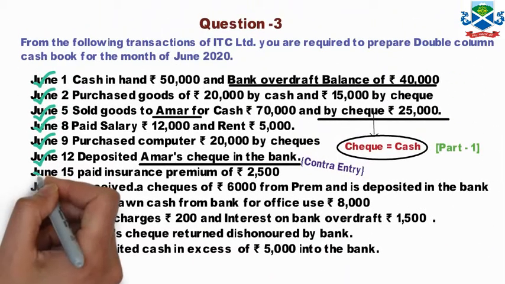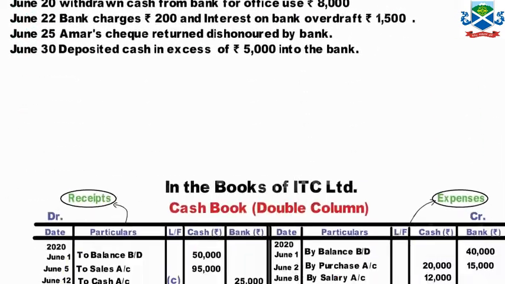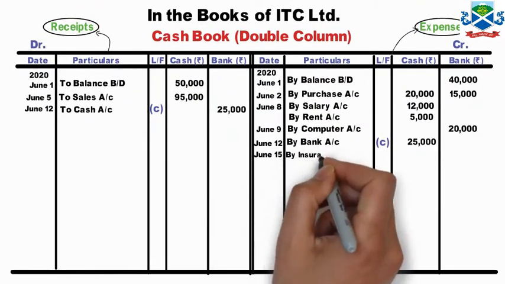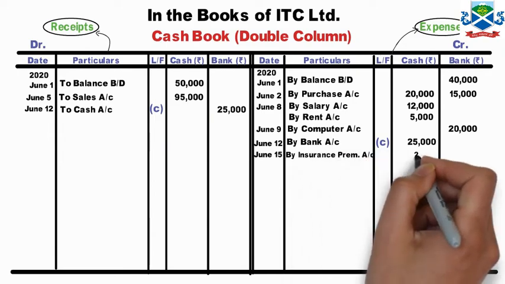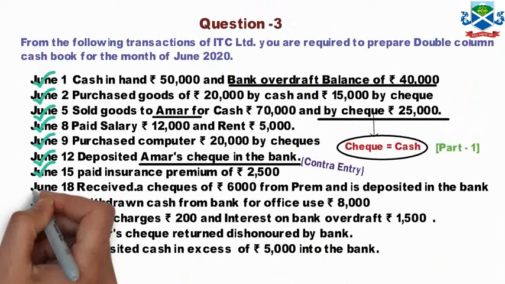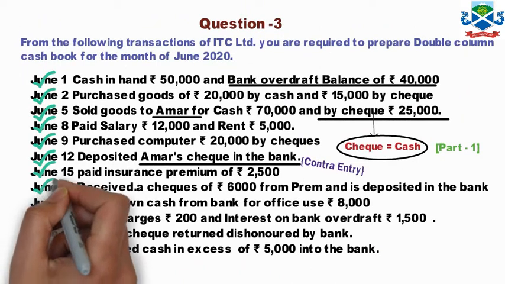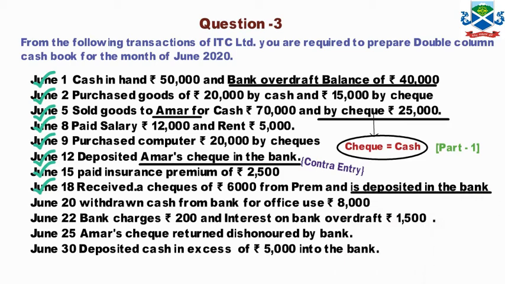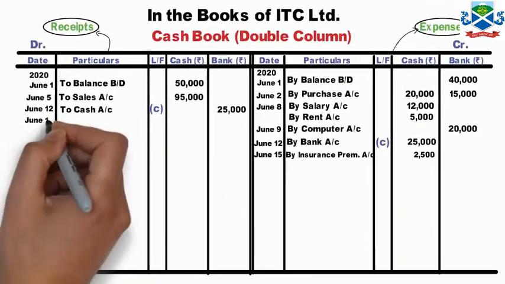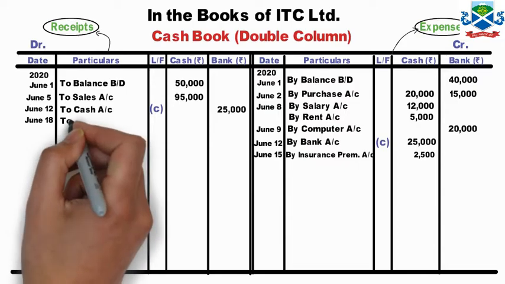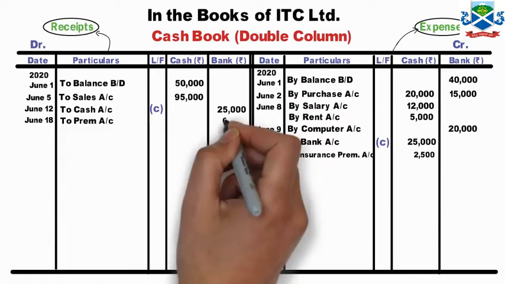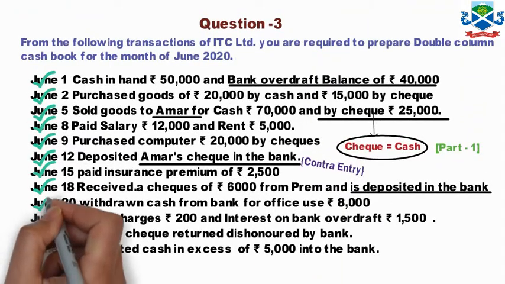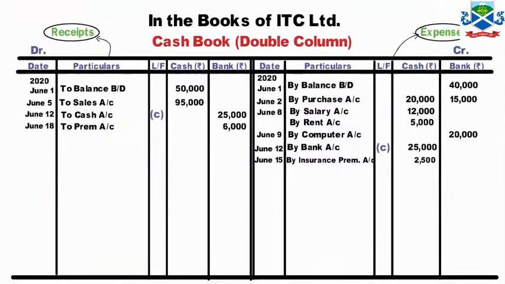Next one is paid insurance premium of rupees 2,500. On the credit side, By Insurance Premium is an expense. We write 2,500 in the cash column. Next one is received a check of rupees 6,000 from Prem and deposited on the same date. Since the same date is mentioned, it will go to the bank column. So on the debit side To Prem account, we write in the bank column directly 6,000 since deposited the same day. Now withdraw cash from bank for office use 8,000, it's a contra entry. So debit side to bank.